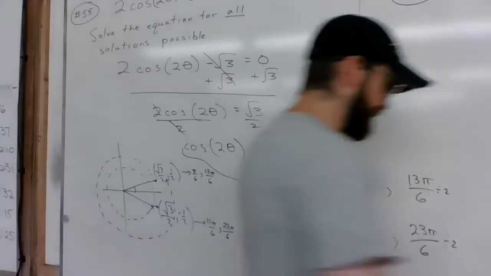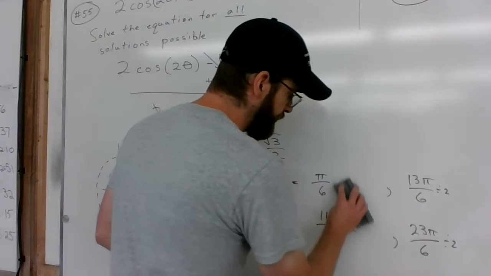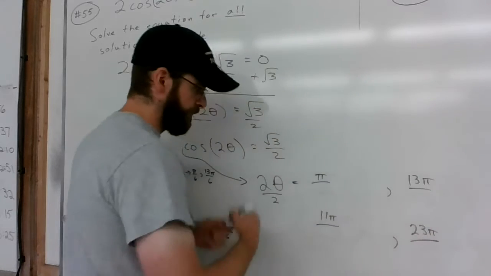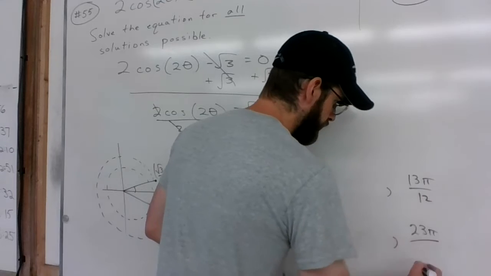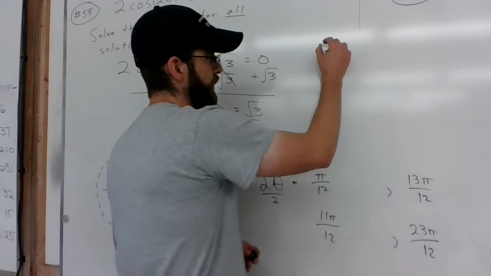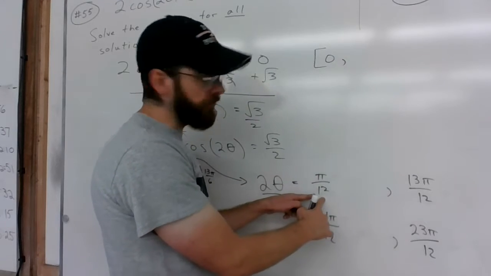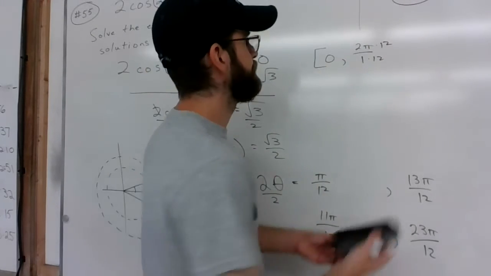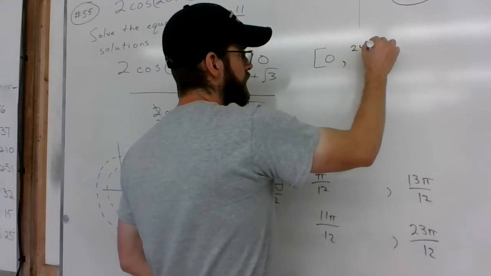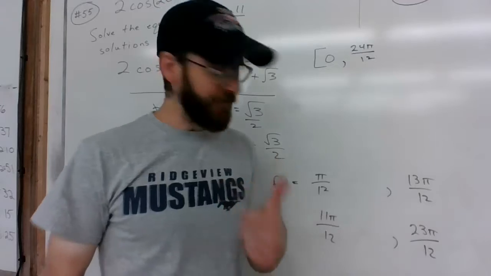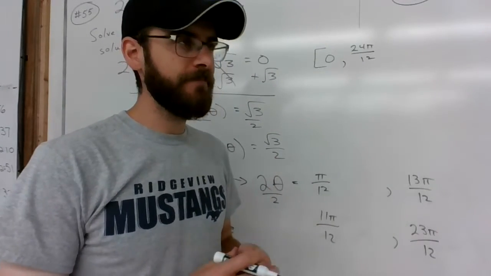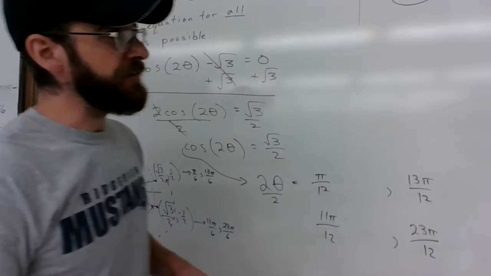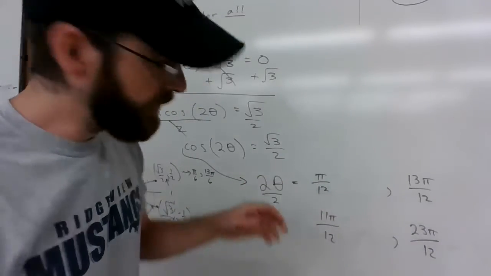Okay. That actually is a pretty solid foundation for being between 0 and 2 pi. Because think about what 0 and 2 pi actually represent. 2 pi as a fraction over 12 is 24 pi over 12. So we're good. Everybody's between 0 and 24 pi over 12. So normally, if the directions were solve for just the solutions between 0 and 2 pi, you got them. It's those four.